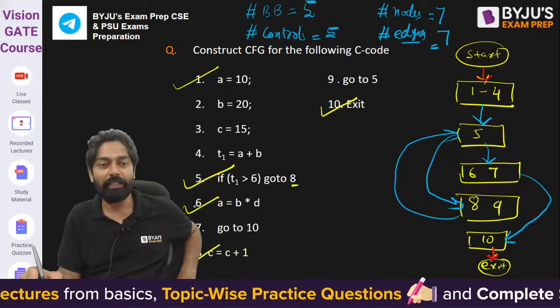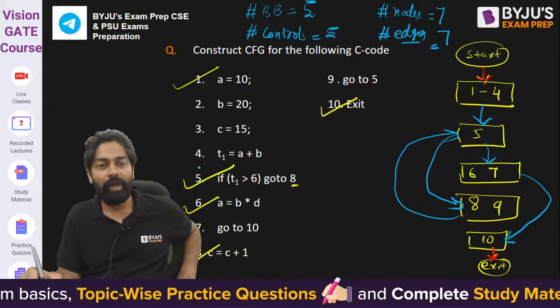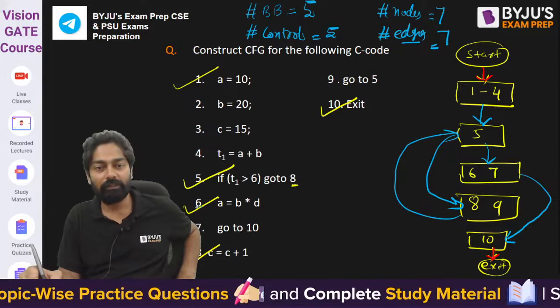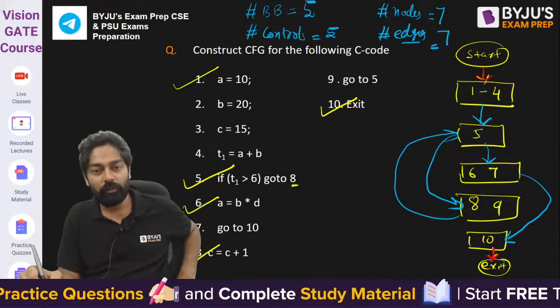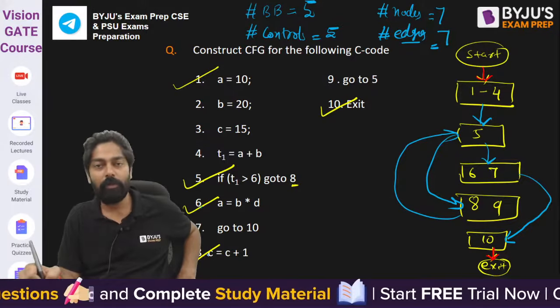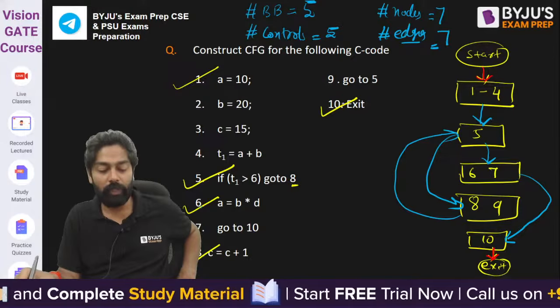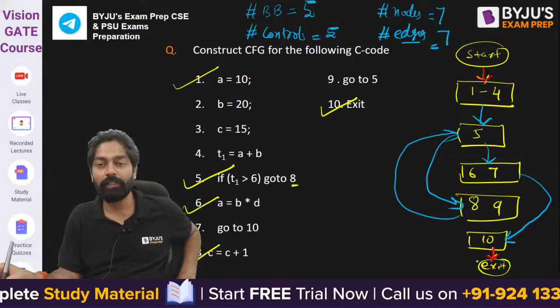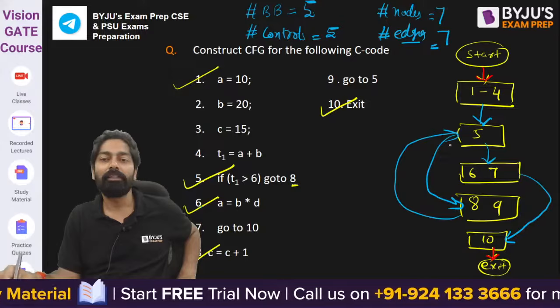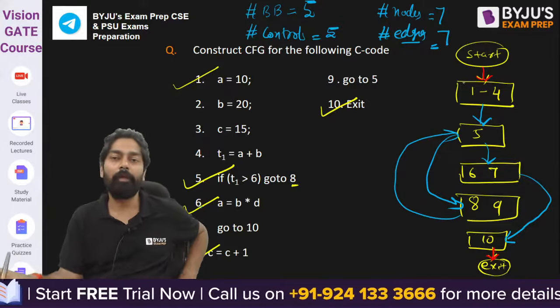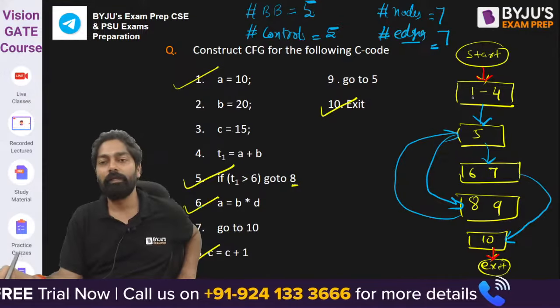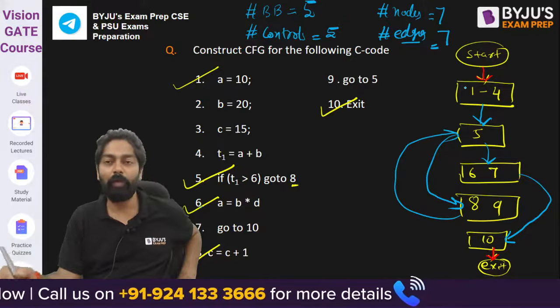See, 5 is a leader, 6 is a leader. So 5 will be in a separate basic block. Now 6 is a leader, 8 is a leader. So 6 and 7 will be in one basic block. Now 8 to 9 will be in one basic block and 10 will be in one basic block. So see clearly, this is the control flow graph, and a basic block means a rectangle here. I have marked the basic blocks as rectangles.